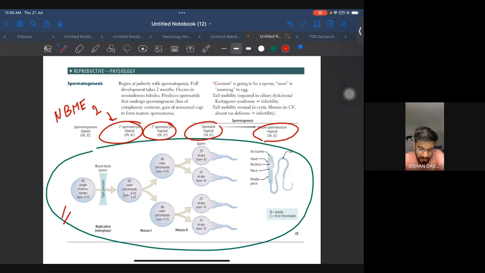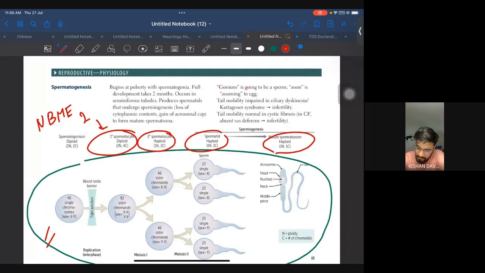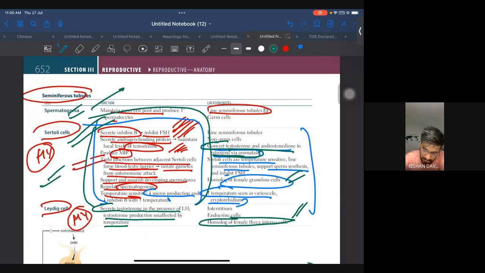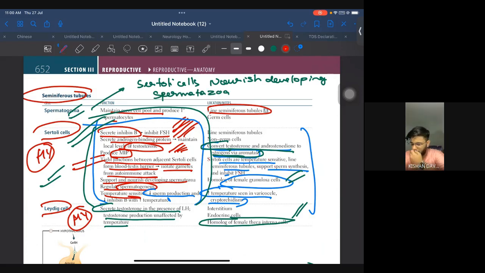And one important point. Yesterday I forgot to mention this when we were doing the Sertoli cells. So write it down: Sertoli cells nourish developing spermatozoa. And how is this process regulated? It is stimulated by FSH. This line was given in UL, so it is important.